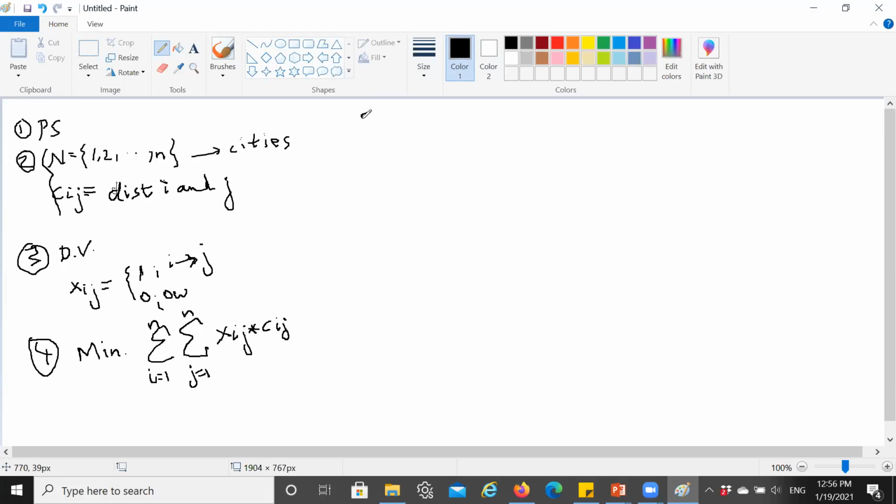And finally, the fifth point, or the last one, is determining the constraints. So now what would be the constraints? I want you guys to think and tell me.